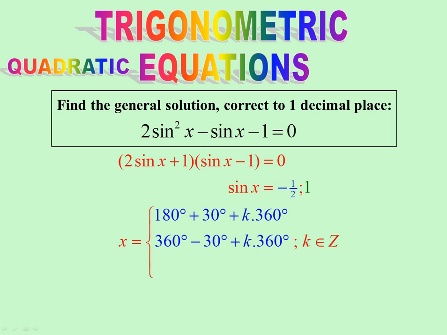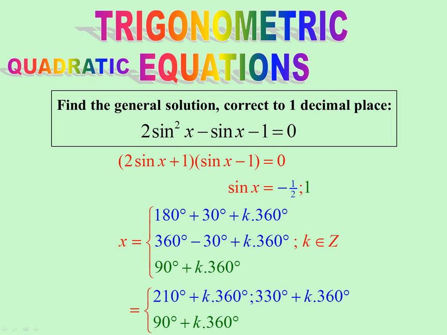Sine x equals negative half. Sine is negative. Quadrants 3 and 4, 180 plus, 360 minus. Don't enter the negative on your calculator. You should recognize a half as being sine of 30 degrees, but your calculator will tell you that too. Plus K360. What about the 1? Well, consider sine is positive at 90 degrees, and then every 360 degrees thereafter. So 90 degrees and then every 360 degrees. So there is our general solution.